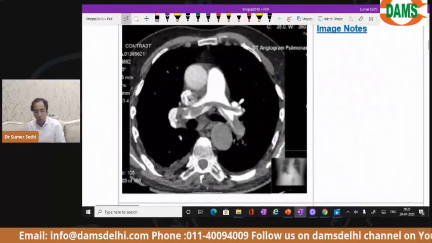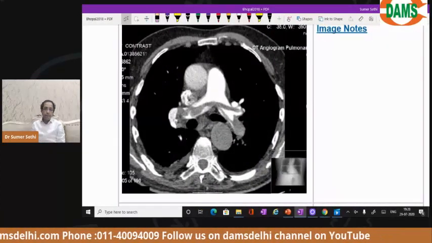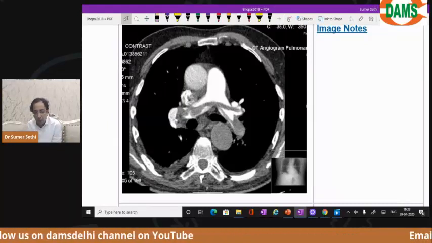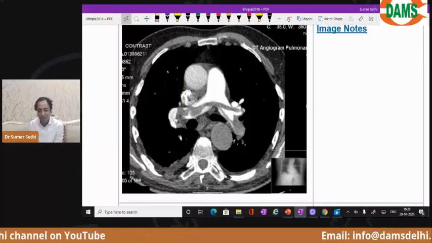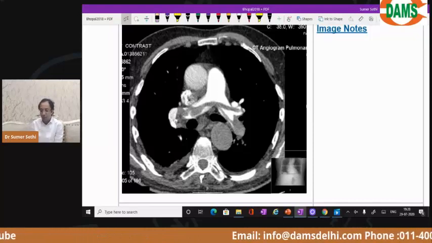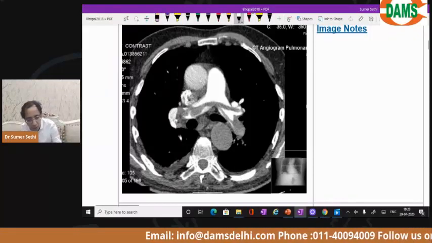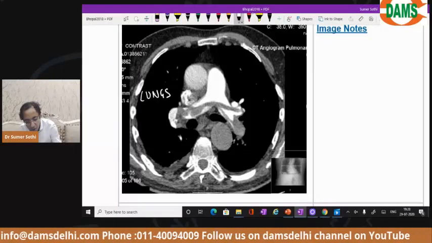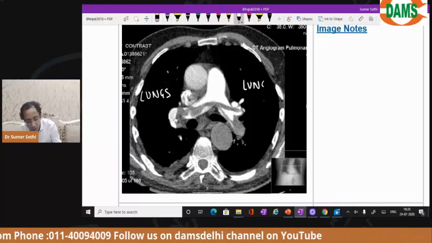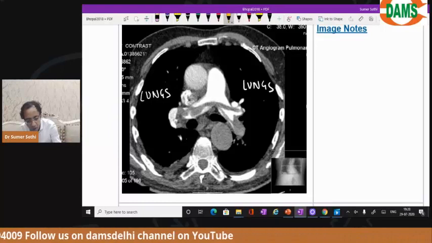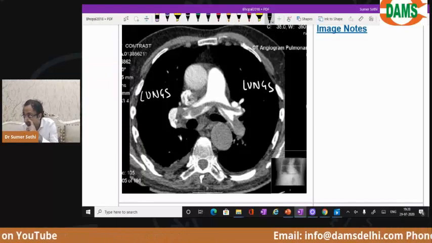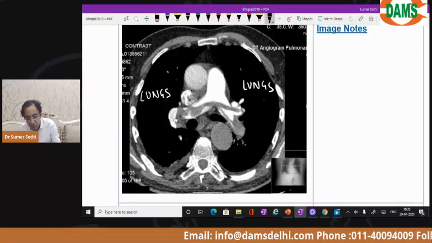Now I want you to look at this patient. Okay, I want you to look at the patient and tell me, what body part are you looking at? We are looking at the thorax. This is not the brain. Don't get confused. These are your lungs.